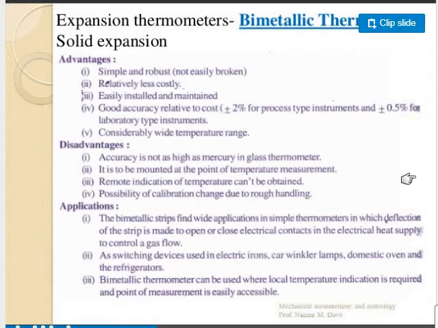You can use even higher than this, depending on the metal we use in the bimetallic strip, you can use even higher temperatures. Disadvantages: accuracy is not as high as mercury-in-glass thermometers. It is not as accurate as our ordinary thermometer.